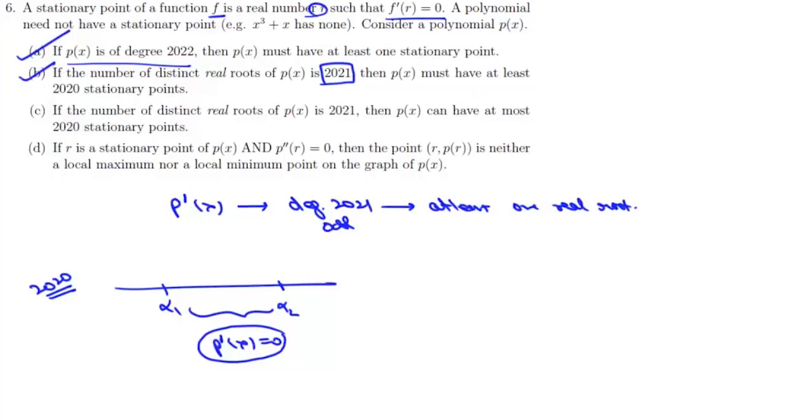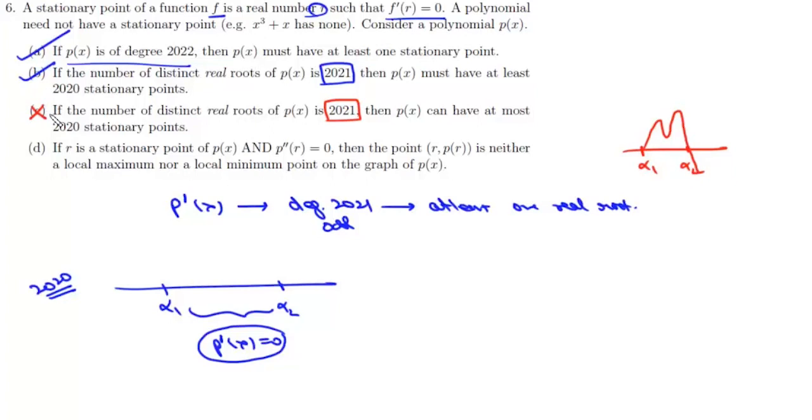Now if we look at this option C, if the number of distinct real roots of px is 2021, then px can have at most 2020 stationary points. Now this is not true. In between any two roots, say alpha 1 and alpha 2, Rolle's theorem says there will be at least one root, but it is possible to have more than one root in between any two roots of px. So this option C is definitely incorrect.